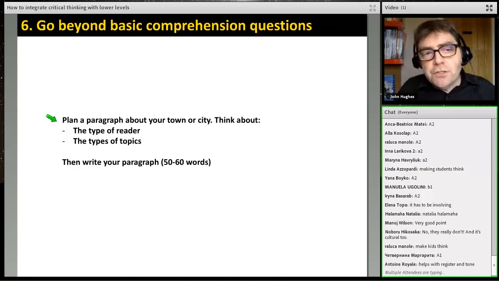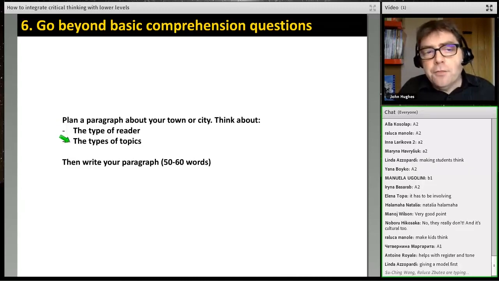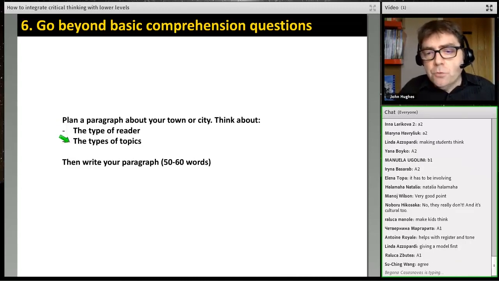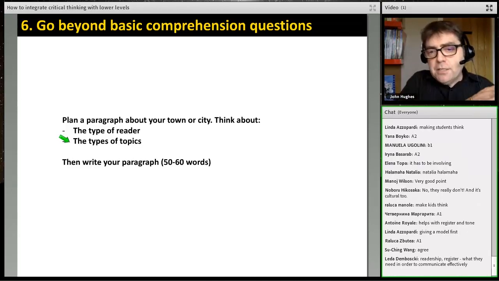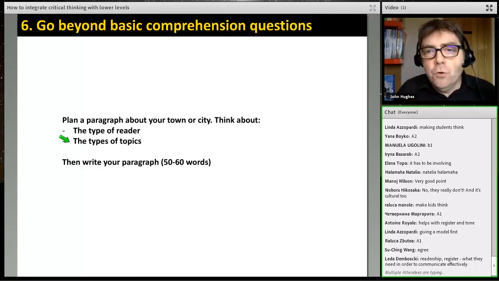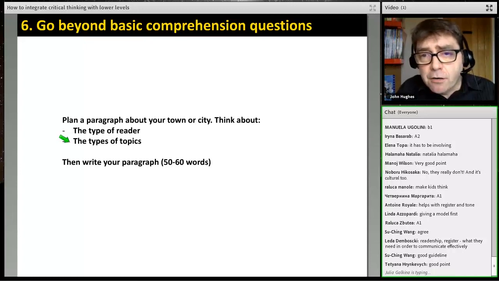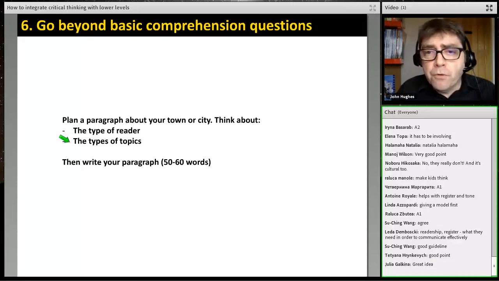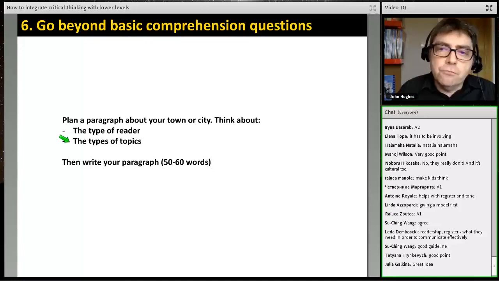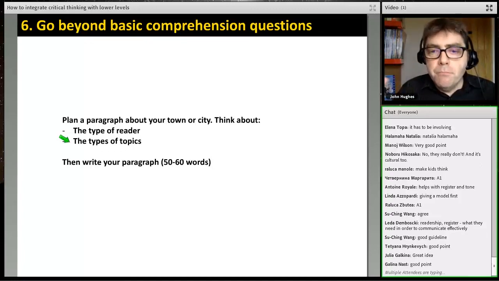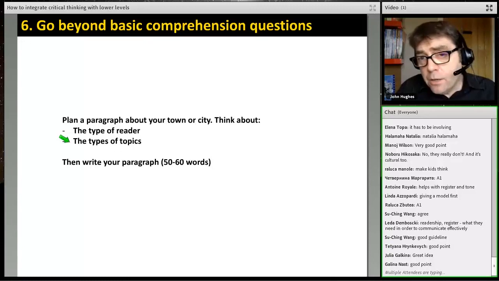So say to the students, think about the type of reader, think about the type of topics. So we're giving them the model, as Linda's just said, but now they're thinking about who is the reader? Who are they writing this paragraph for? If they just write a paragraph because the teacher said write a paragraph, you'll get something very boring with lots of facts. If you say write your paragraph for a business person, or write it for a tourist, or write it for a student, you'll get much more interesting language used and much better quality writing, to be honest.